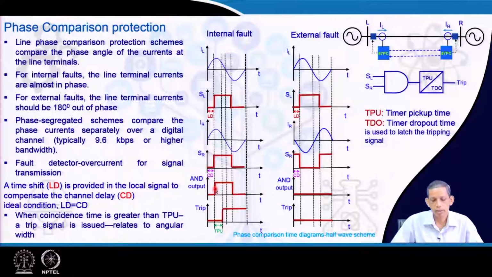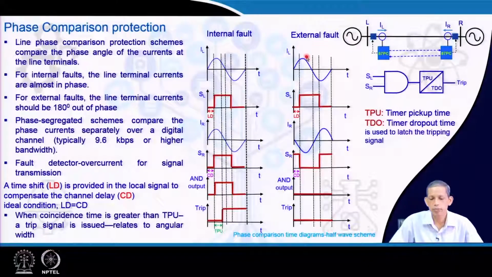So, this overlapping portion indicates the phase information of this signal and this signal. Therefore, the time information, that is, how much time the square waves remain overlapping, the coincidence region, is indicative of the phase angle relation of IL and IR, and then a trip decision can be issued.